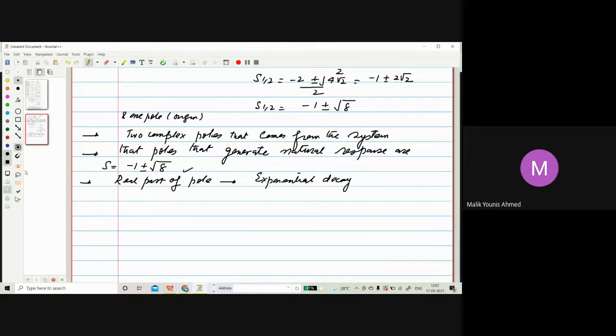Now, second is, this is fun. The imaginary part of the pole will match the frequency. So the imaginary part of the pole will be responsible for sinusoidal oscillations.